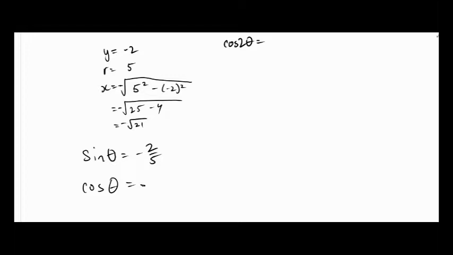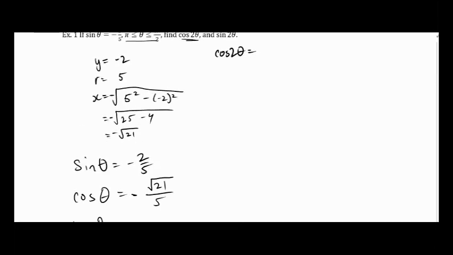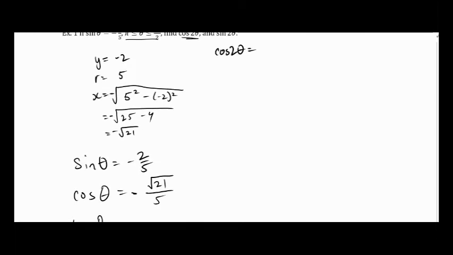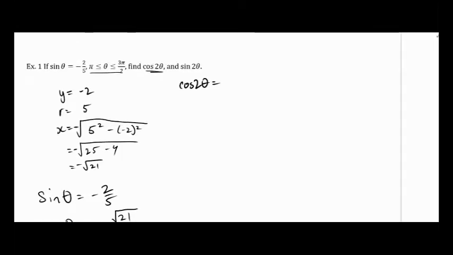So this is negative root 21 over 5, and then tan, which again we don't need, but I still think it's a good idea to do this. Tan is y over x, and in the third quadrant tan is positive, it's negative over negative, so that makes sense. So y over x is 2 over root 21. So it's kind of like listing your givens almost here, right? So I've got those written down. I'm going to use them.